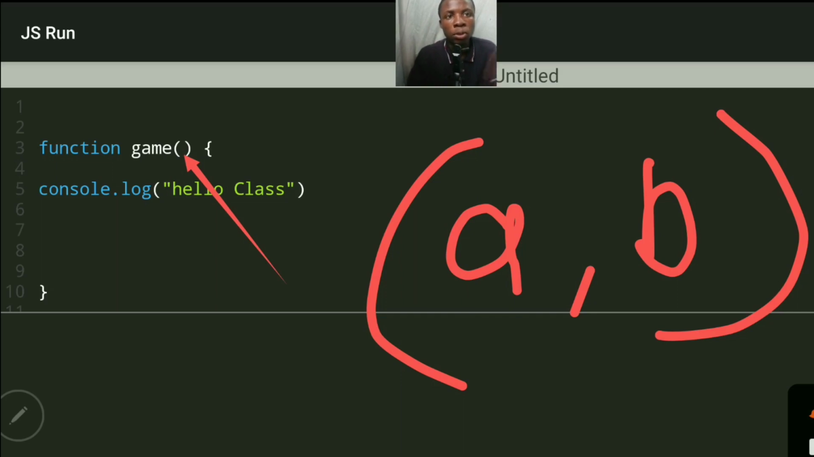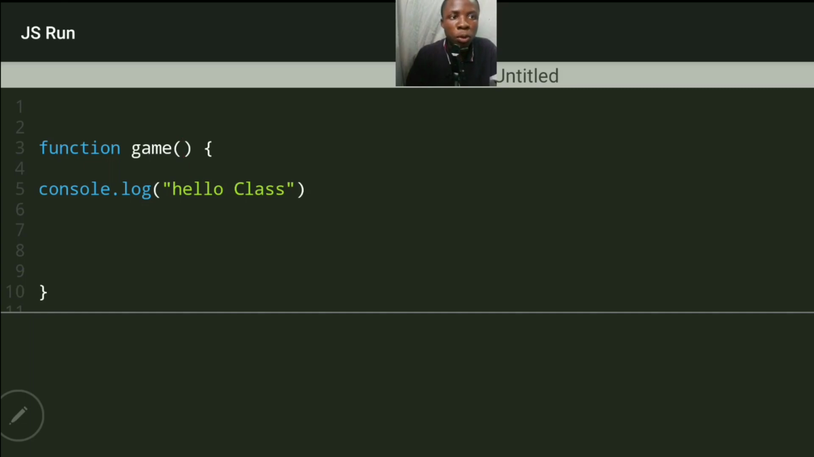This is another way of writing variables in a function. In our function game, we want to introduce parameters a and then b. So we have a and b in the parentheses of our function game, where game is the name of our function. Now let's manipulate these variables.